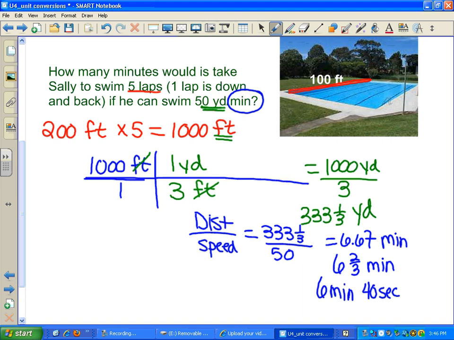But there you go. The big thing when you're trying to do conversions, or you're trying to figure out who's faster or how long it would take, is that you need to make sure that your distances and your units all are the same. So like with this one, I was given feet, but I needed to change it to yards so I could compare. So there you go. That's how we deal with some unit conversions.